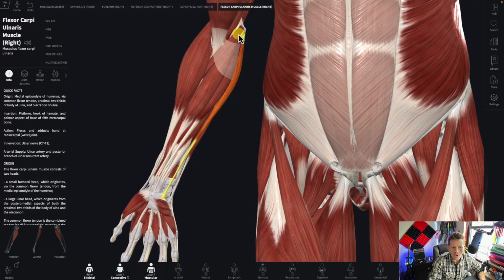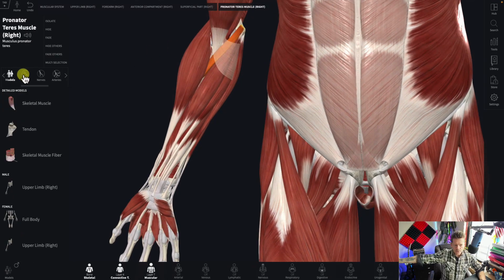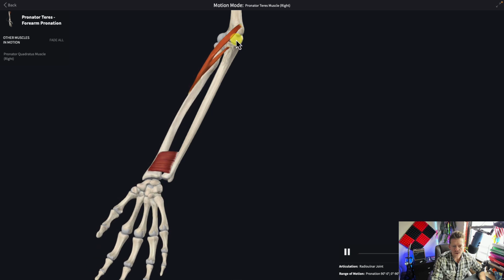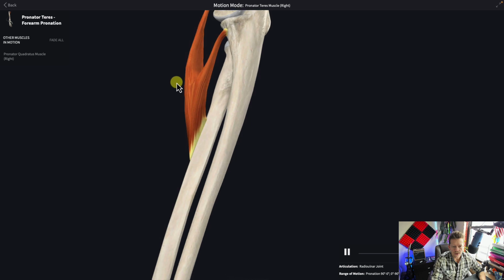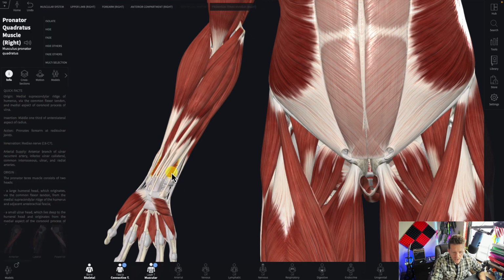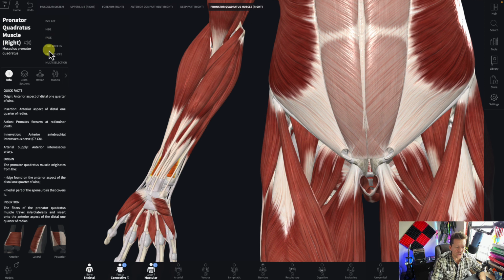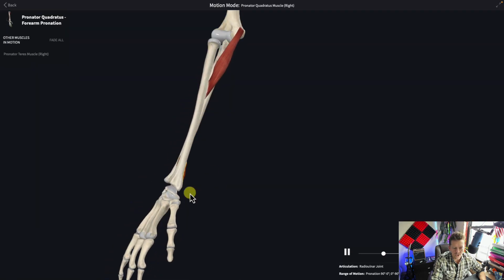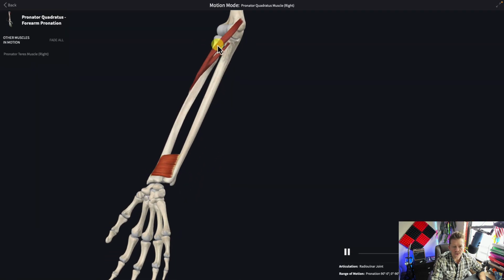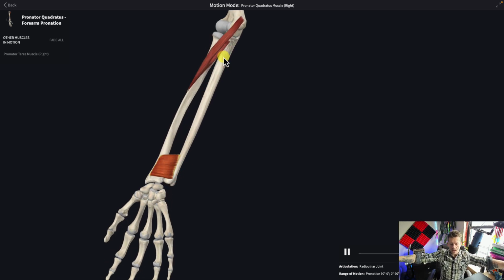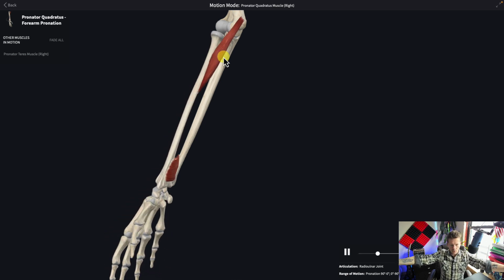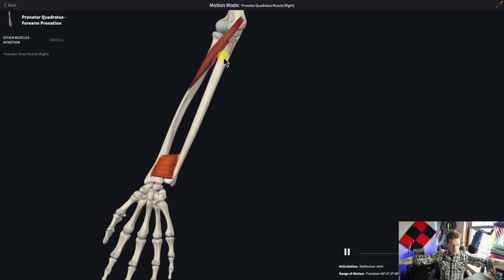So also there is a pronator teres responsible for pronation from supine position to prone position. So here's a pronator teres, but also right there, a deep muscle, it is also a pronator, but this one is pronator quadratus. Pronator quadratus and the pronator teres. So both of these muscles are responsible for rotating the radial bone over the ulna, so it's a pronation.